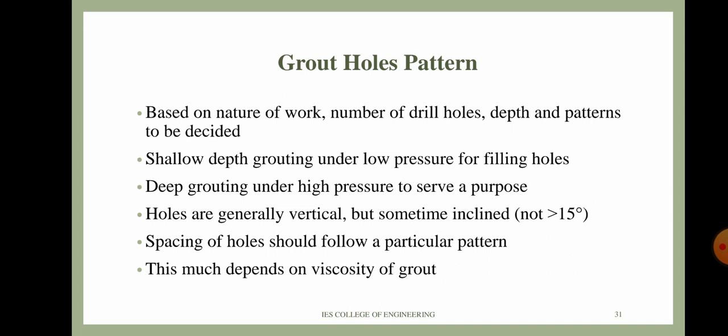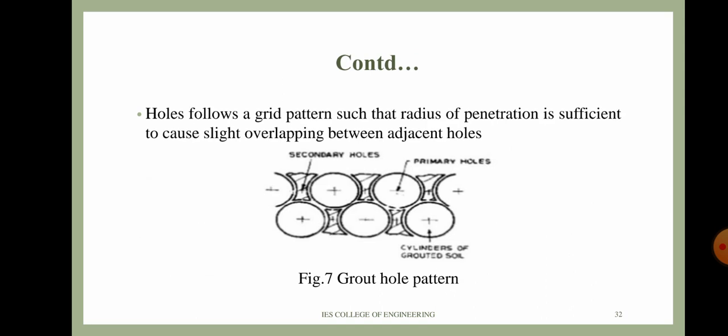And spacing of holes should follow a particular pattern, and this spacing of holes depends much upon the viscosity of the grout. Ideally, the spacing of grout holes should follow a grid pattern such that the radius of penetration is sufficient to cause slight overlapping between the adjacent holes. Here, the grouting pattern is shown in the figure, where primary holes, secondary holes and series of grouted soils are shown clearly.